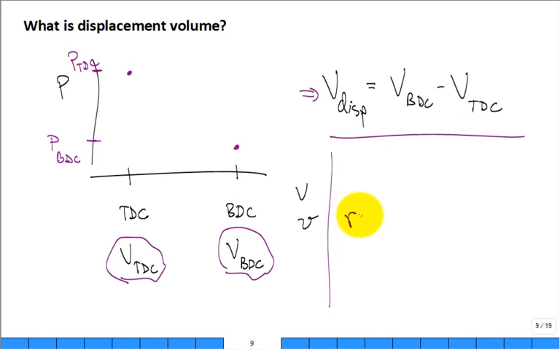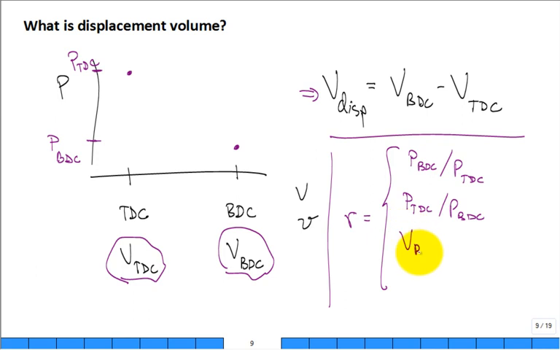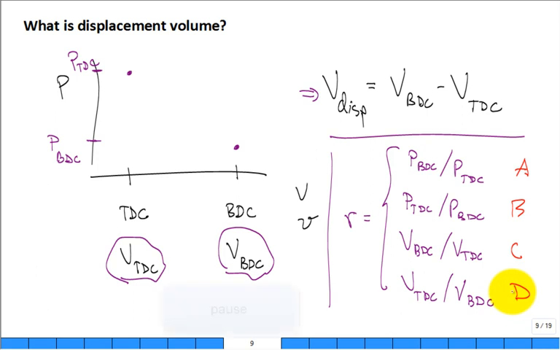Is the compression ratio R equal to either the pressure at bottom dead center divided by the pressure at top dead center, or the pressure at top dead center divided by the pressure at bottom dead center, or the volume at bottom dead center divided by the volume at top dead center, or the volume at top dead center divided by the volume at bottom dead center? If I was using clickers, I'd say push your button, A, B, C, or D. But I'm not using clickers, so I just get to walk around and observe.